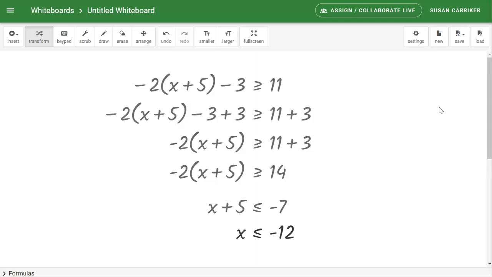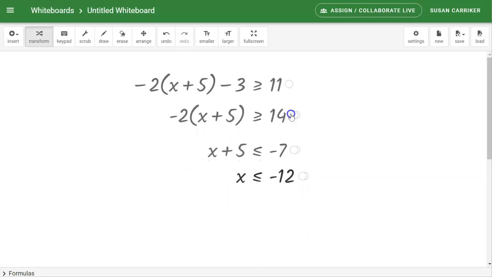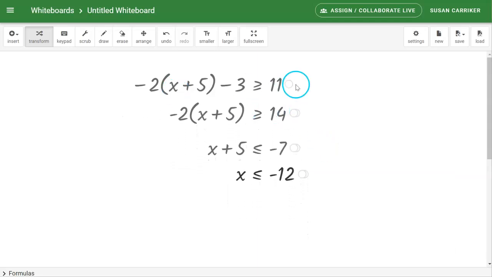So for the first problem, the first thing we do is add 3. We don't really need 1, 2, 3 lines to do that. So what you do is you grab this dot and you pull up, and now I've added 3 and got 14. That's all I need. Now I'm going to divide by -2, and that gives me this, and then I'm going to subtract 5, and that gives me this. So I've done 3 operations.